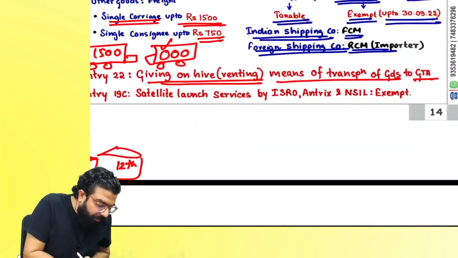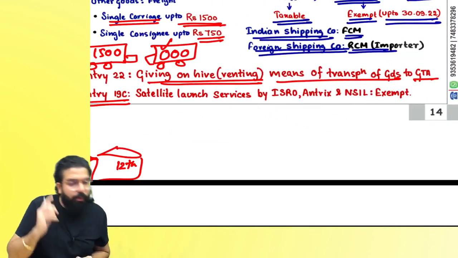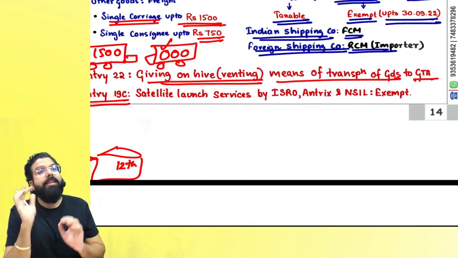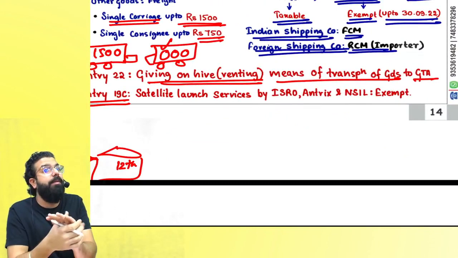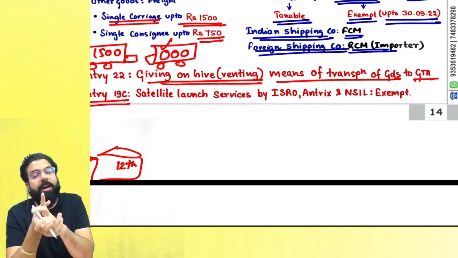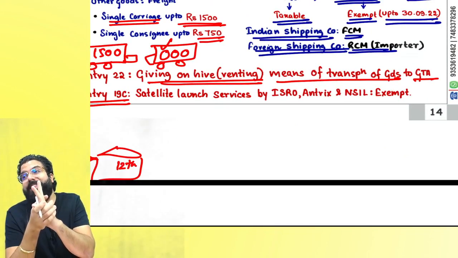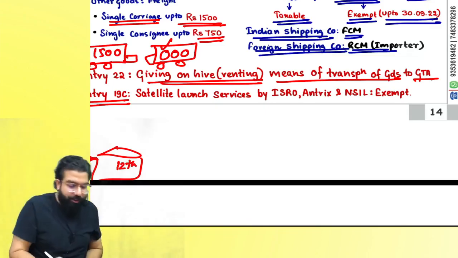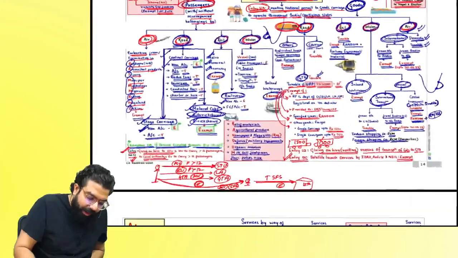Everyone over here now, entry number 19C. What is entry number 19C telling? Satellite launch services, which are given by Antariksh Corporation, ISRO or New Space India Limited, NSIL, are also exempted from GST.